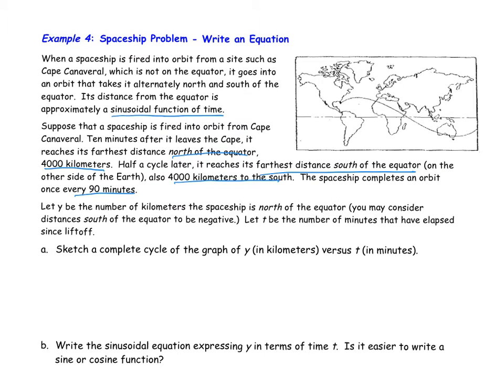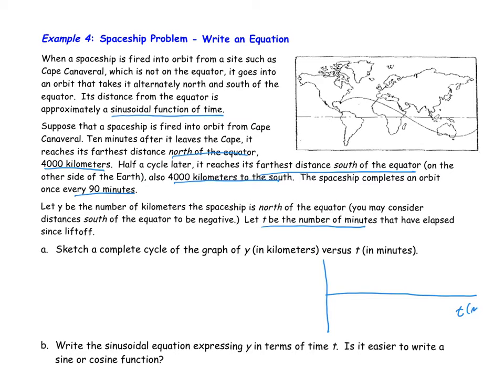Let y be the number of kilometers the spaceship is north of the equator. You may consider distances south of the equator to be negative. Let t be the number of minutes that have elapsed since liftoff. And part A asks us to sketch a complete cycle of the graph of y in kilometers versus t in minutes. So I'm going to make a little axis here.